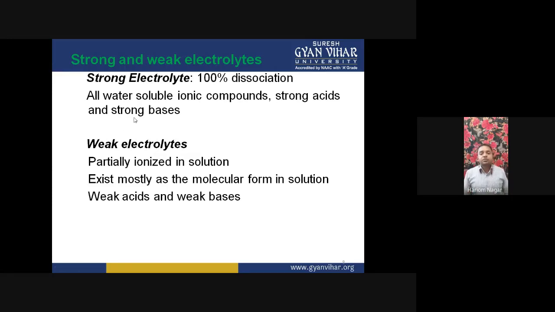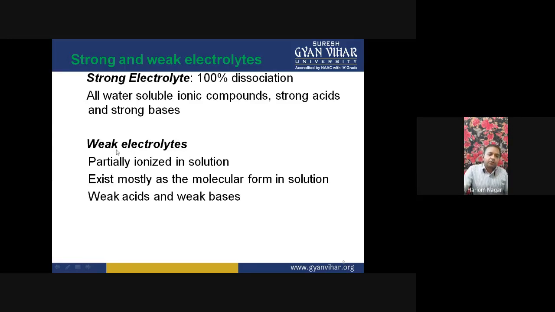What do we mean by a strong acid? Strong acids are compounds which give H plus ions, that is, protons, easily and in the maximum number. It is called a strong electrolyte, a strong acid. So when we dissolve strong acids or strong bases, for example NaOH, they are completely dissociated in the solution.